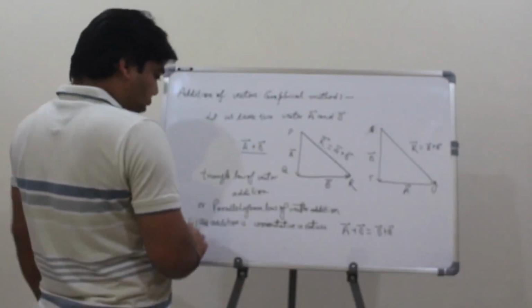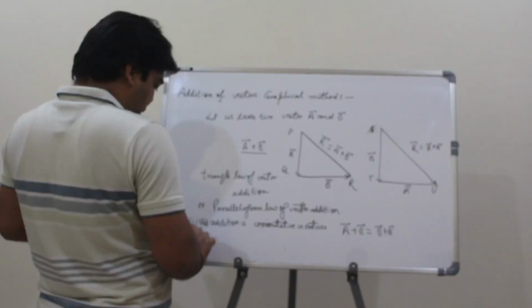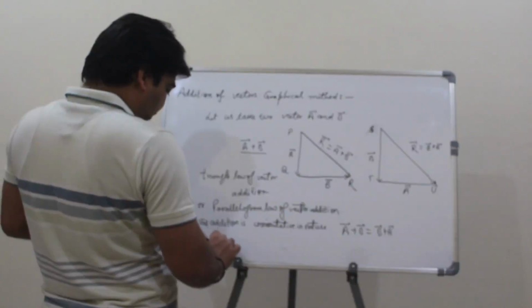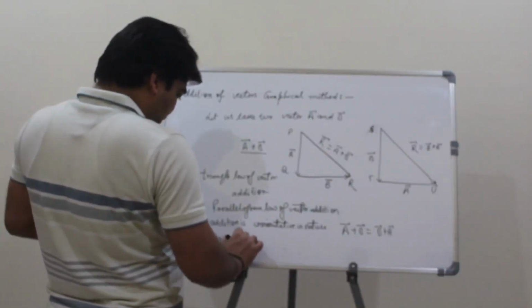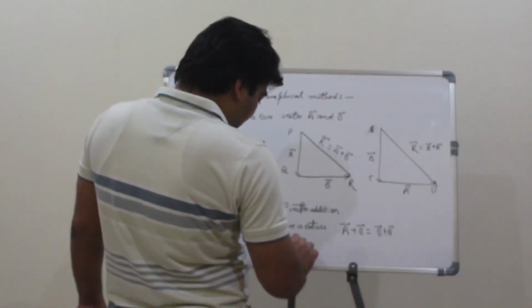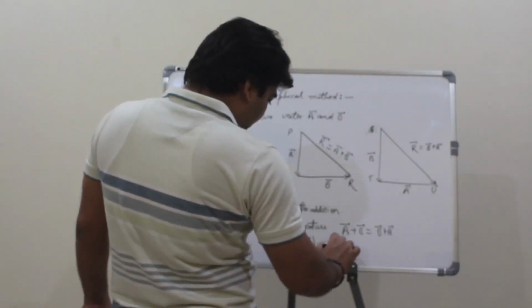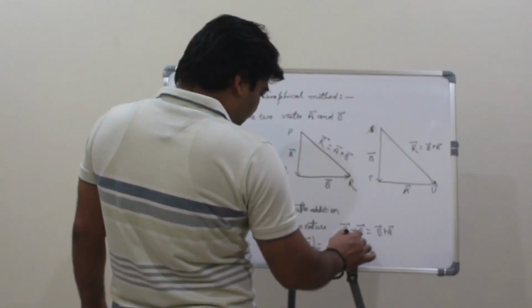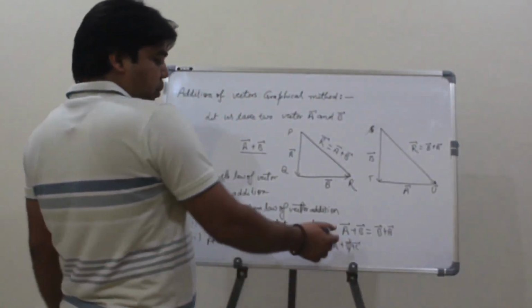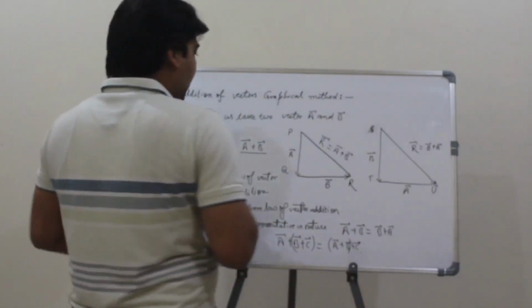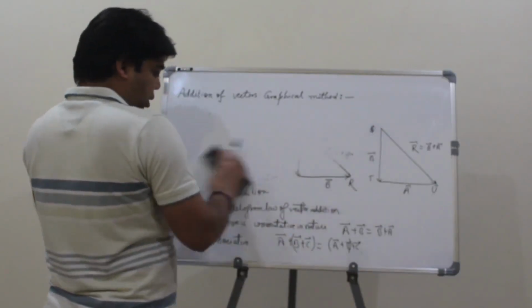Now another important property is that vector addition is associative in nature, which says that (A plus B) plus C is the same as A plus (B plus C). Right? So this is something we need to remember. Now let us try to understand it. This is the associative law.